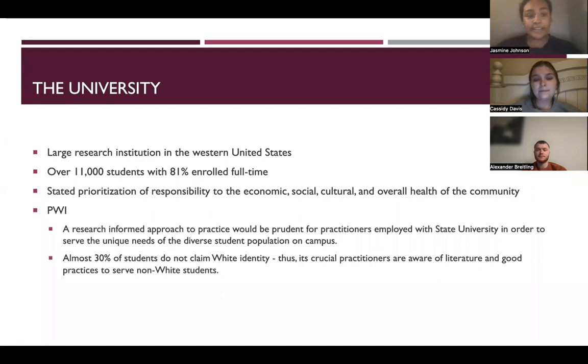So, State University is a large research institution in the United States. It has over 11,000 students, with 81% of those students being enrolled full-time. There's a stated prioritization of responsibility to the economic, social, cultural, and overall health of the community. It's a predominantly white institution. A research-informed approach to practice would be prudent for practitioners employed at State University, in order to serve the unique needs of the diverse student population on this campus. And almost 30% of students do not claim white identity. Thus, it's crucial for practitioners to be aware of literature and good practices to serve non-white students on this campus.